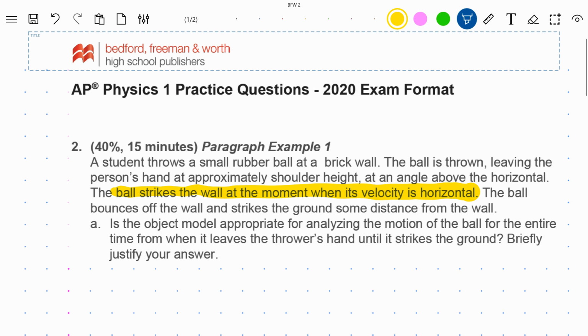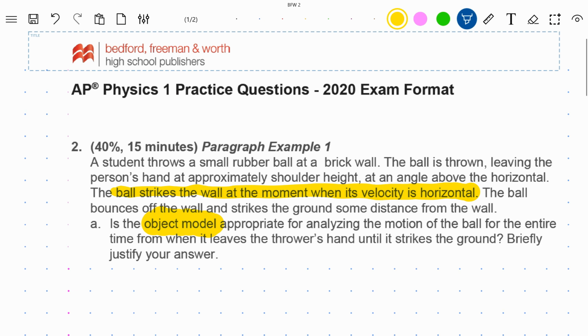Part A is kind of a question that I think is going to throw a lot of students. This is something that I don't think is covered very thoroughly, at least very often. That's been my experience in talking to various students and teachers. So this is an important idea in AP Physics. If you have not come across this before, I strongly encourage you to try to understand it from this video, if nothing else. Okay, so part A is saying, is the object model appropriate for analyzing the motion of the ball for the entire time from when it leaves the thrower's hand until it strikes the ground? Briefly justify your answer.